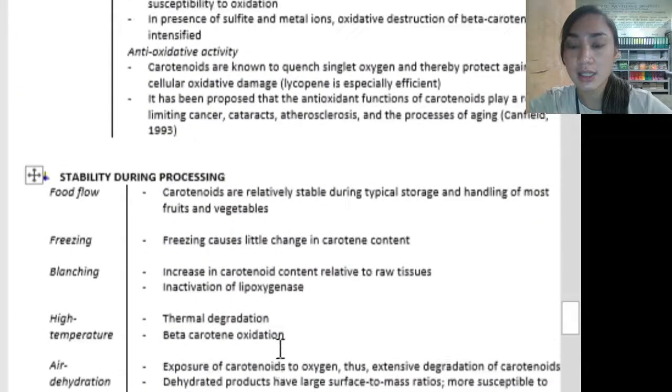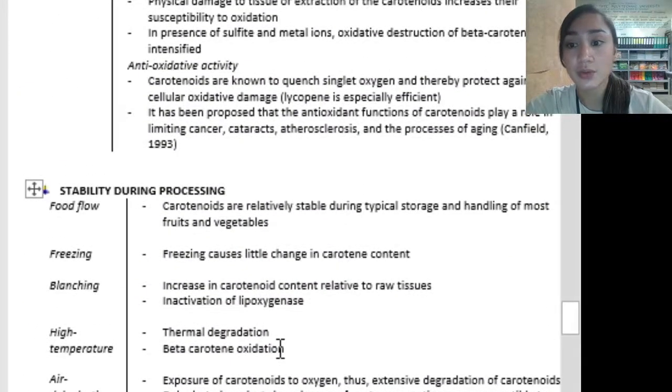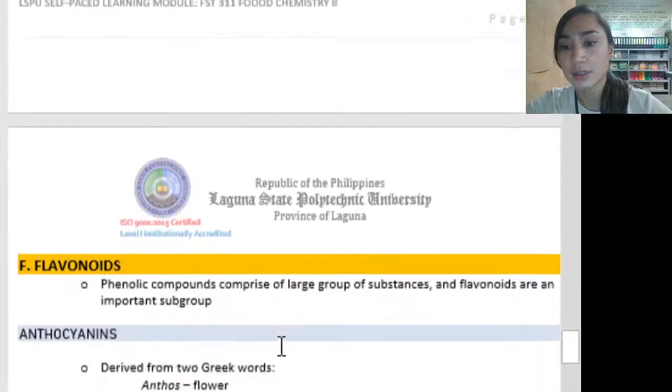Okay, so that's it for carotenoids. Now, we move on to flavonoids.